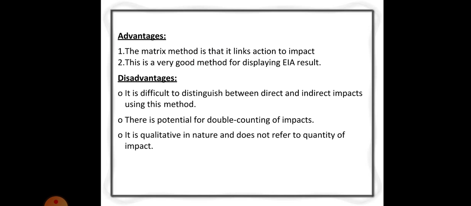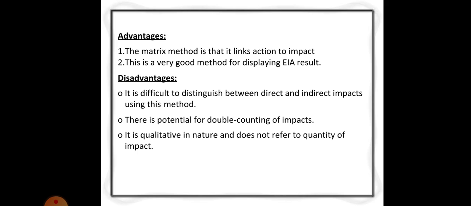Now coming to the advantages and disadvantages, the matrix method actually links the action to the impact. So it is a very good method for displaying the results of the environmental impact assessment, and there is a direct link between the action and the impact in this case.